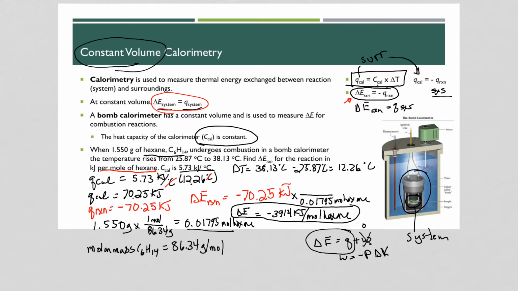Now, properly, we could leave this probably as 4 significant figures, given our mass was 4. So this is going to give off 3,914 kilojoules for every mole of hexane we burn. That's quite a lot, right? Hexane is something that has a fairly high chemical potential energy, right?